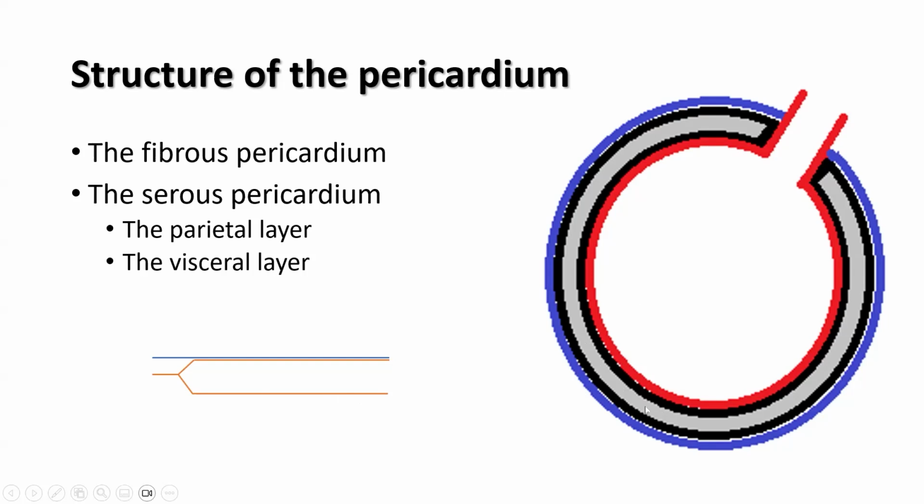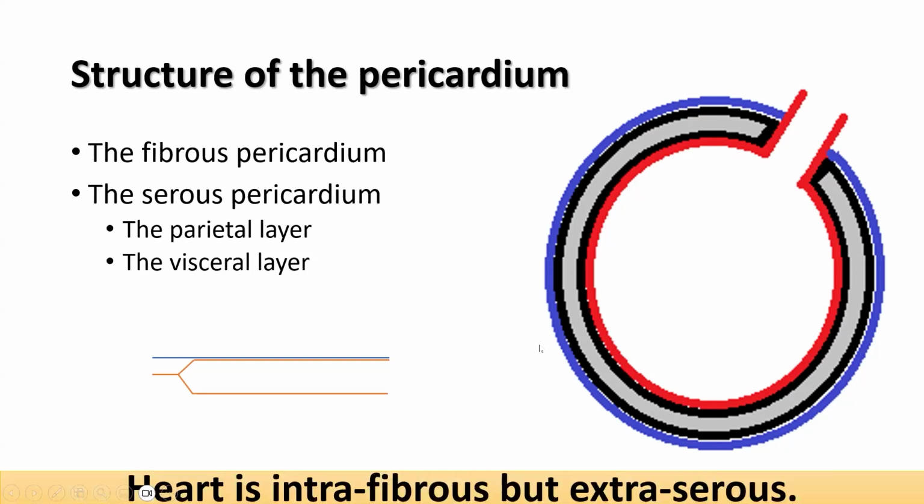Pericardial cavity contains only fluid, that is pericardial fluid. Heart is located inside fibrous pericardium, so it is intrafibrous, but it is not located inside pericardial cavity. Pericardial cavity is formed by serous membrane. That's why heart is extraserous. That means it is located outside serous membrane but inside fibrous membrane. Heart is intrafibrous but extraserous.